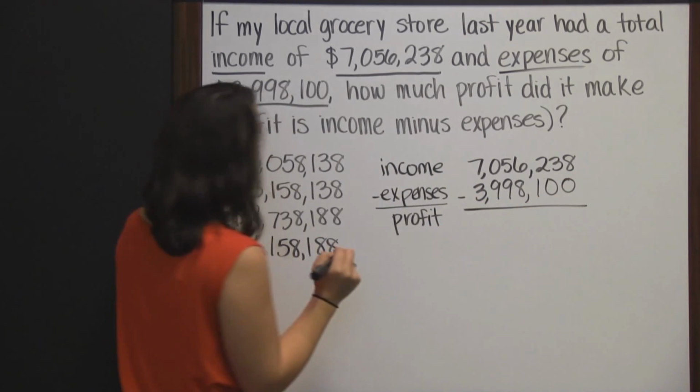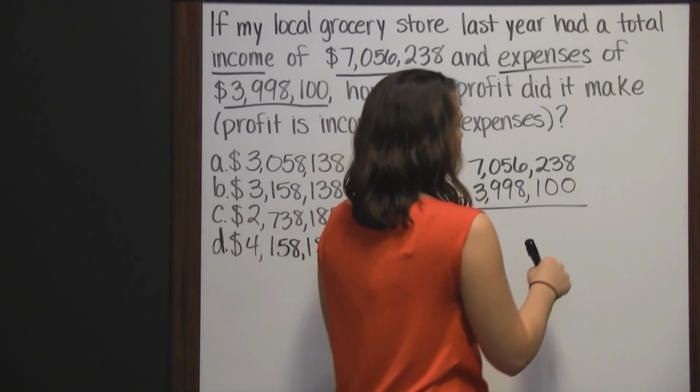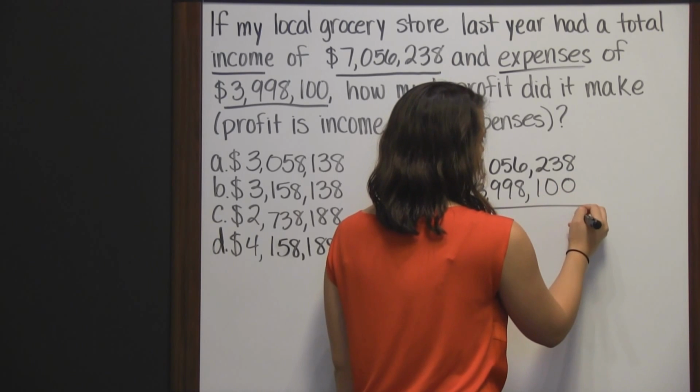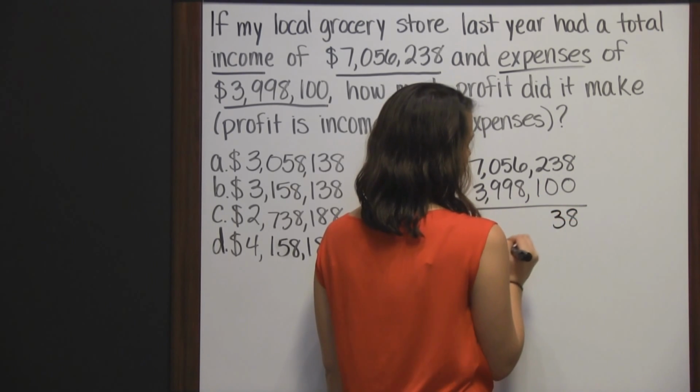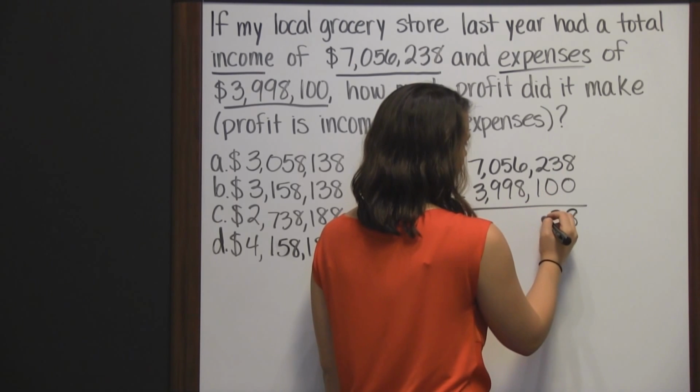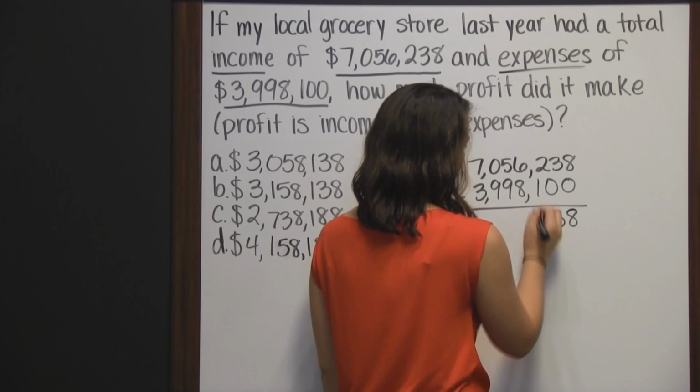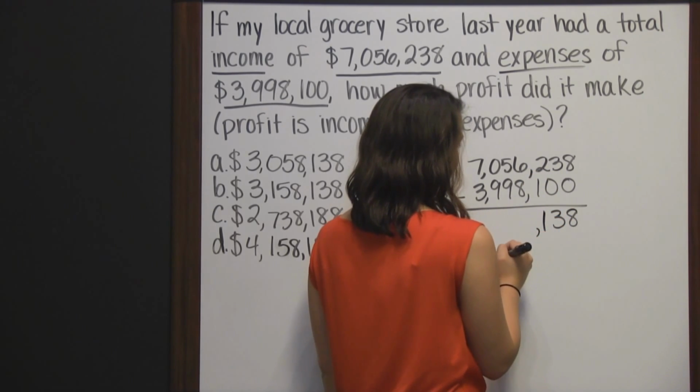And that will give me my profit. So I have 8 minus 0 is 8. 3 minus 0 is 3. 2 minus 1 is 1. And I'll just bring that comma down.